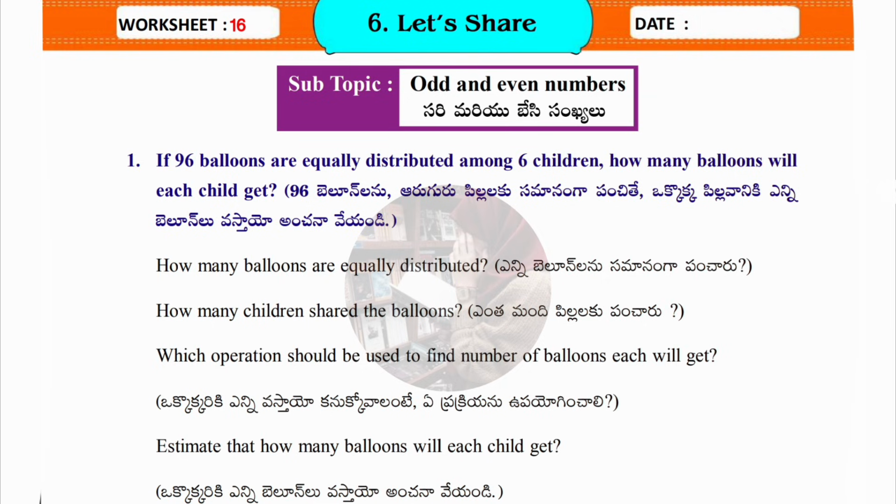Okay, let's see. First problem is given as: if 96 balloons are equally distributed among six children, how many balloons will each child get? Okay, let's see here.